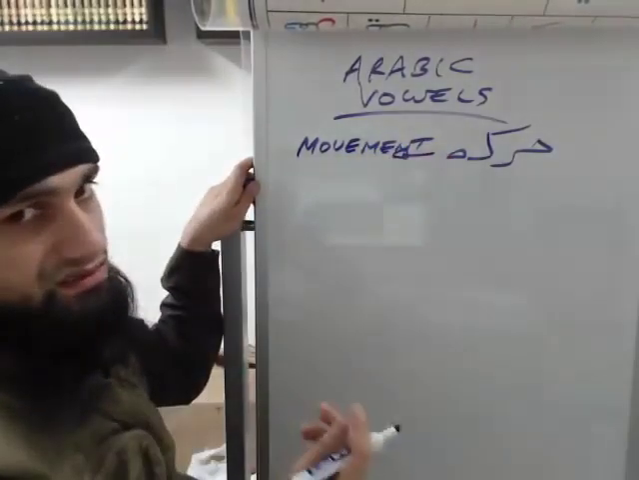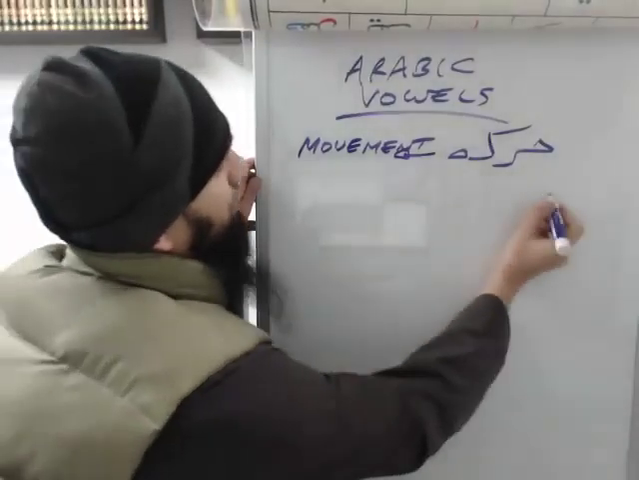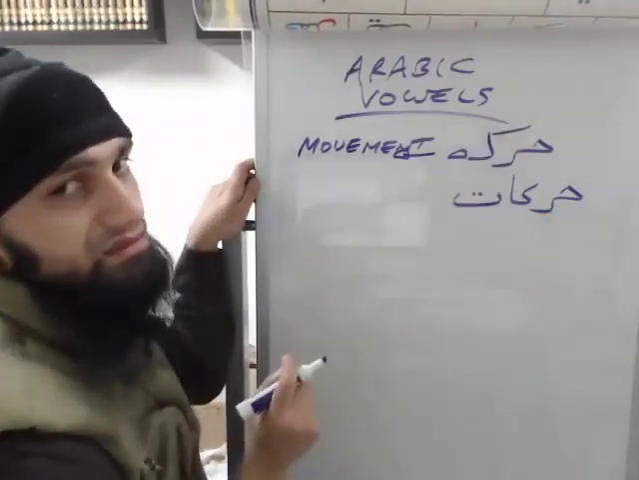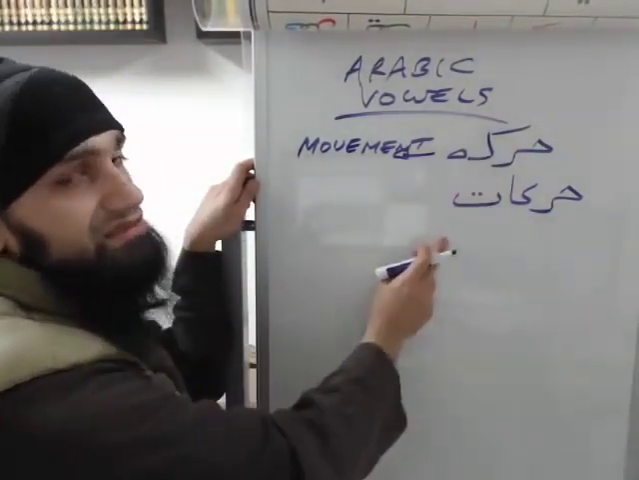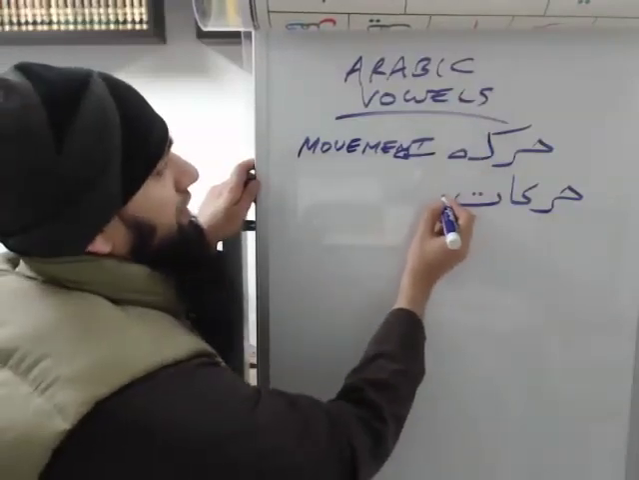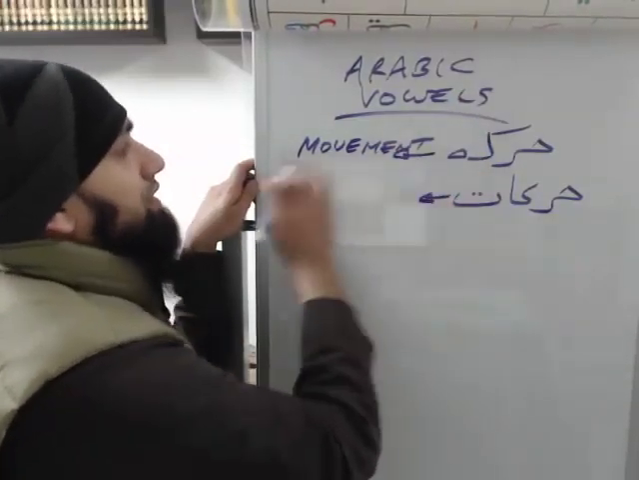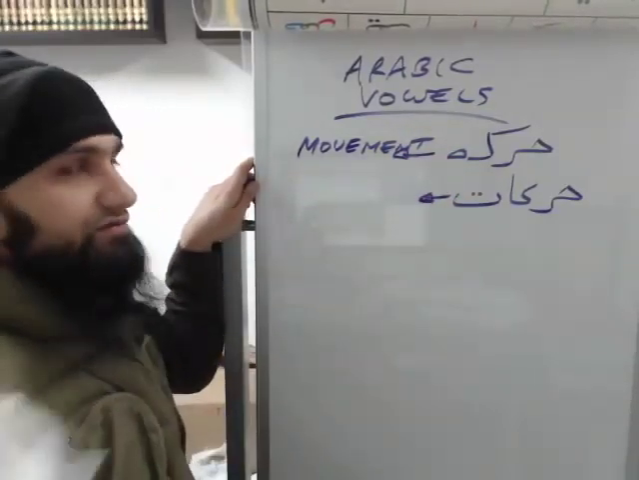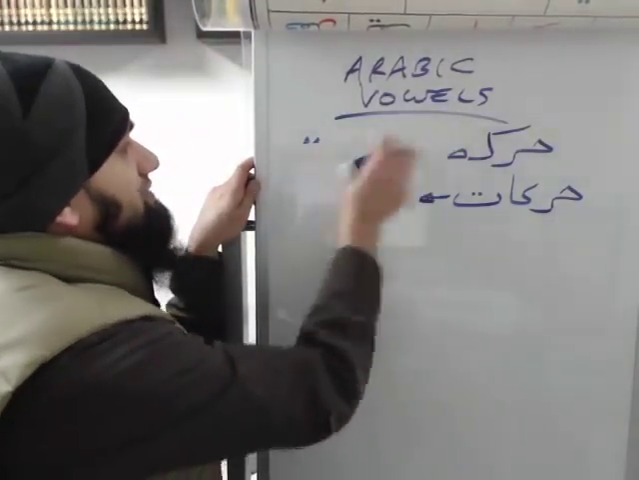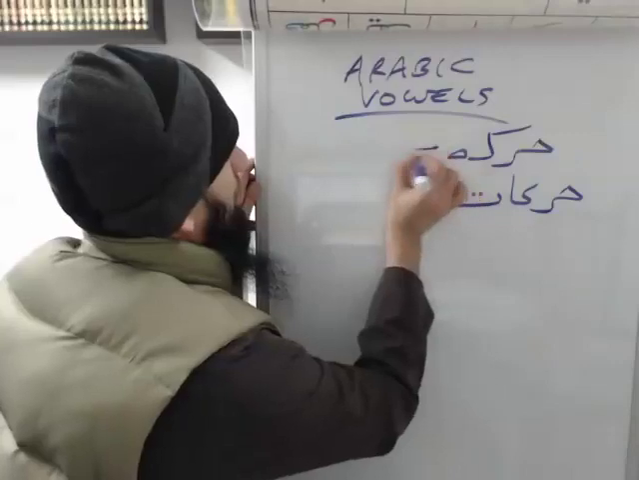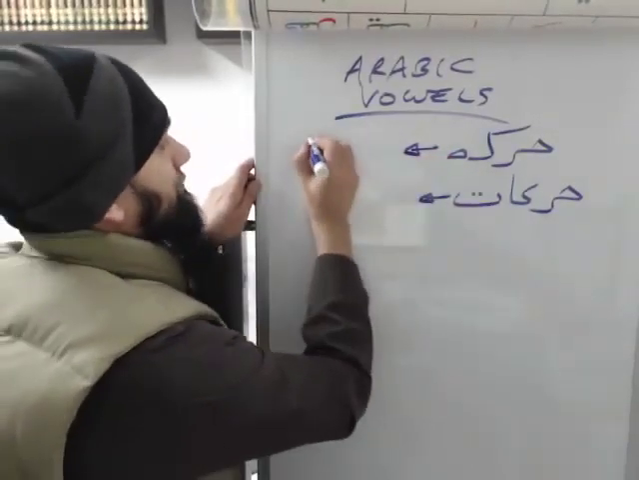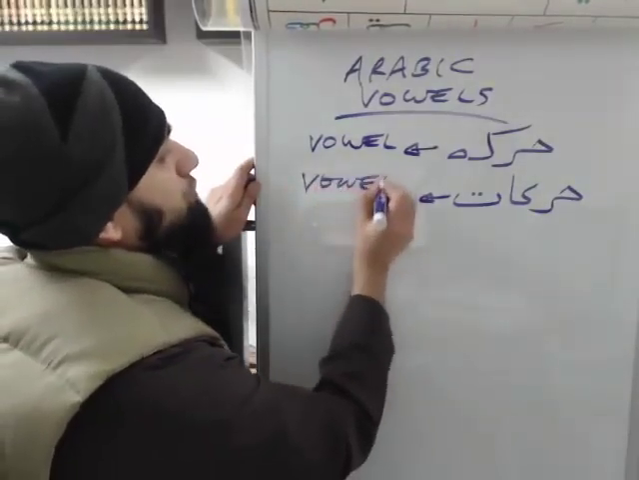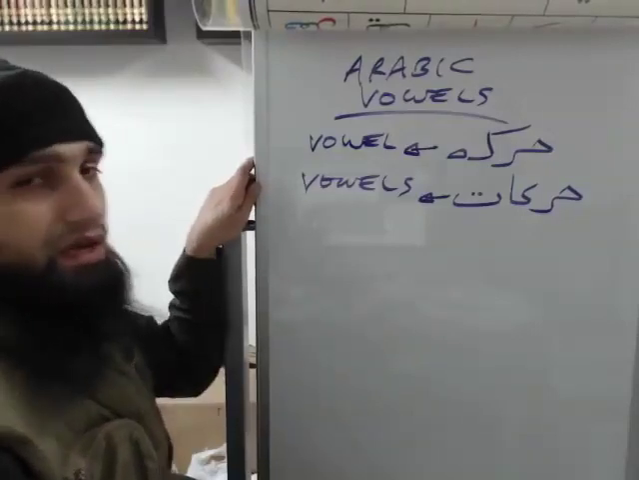But of course in this context I'll tell you what it means. The plural of this is harakat. Harakah in this context means vowel, but it's a movement. I'll tell you how it's a movement. So we'll translate it here as: harakah is one vowel, harakat are vowels, plural. Okay? Now what is a harakah?